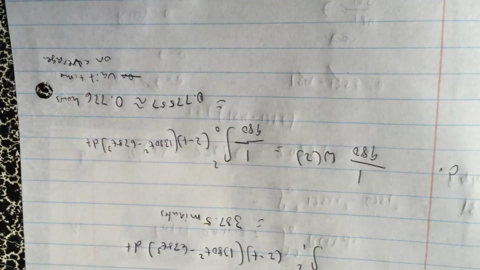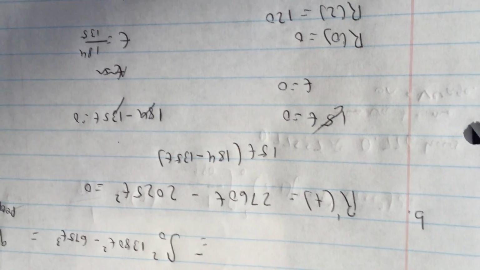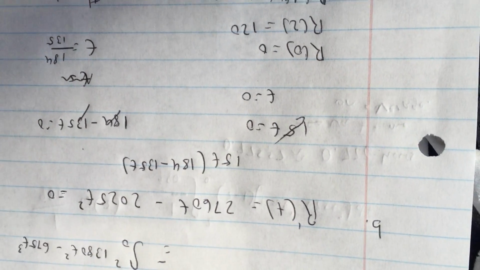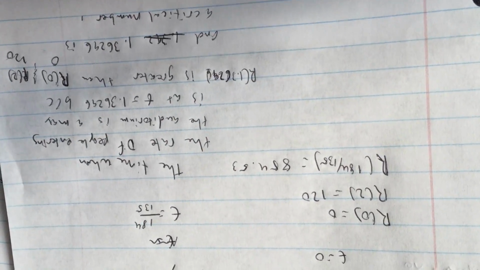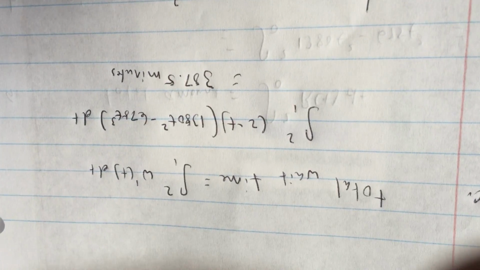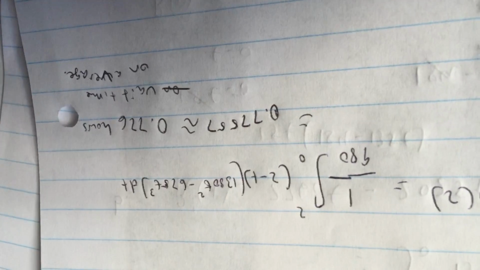So that is the last problem. Just going to recap all the questions. A is the total amount, which is 980 people. B is the time of the max rate, which was at time 1.36296. Part C was to find the total wait time for all people in the auditorium, which was 387.5 minutes, and then we wanted to find the average wait time, which was 0.776 hours.